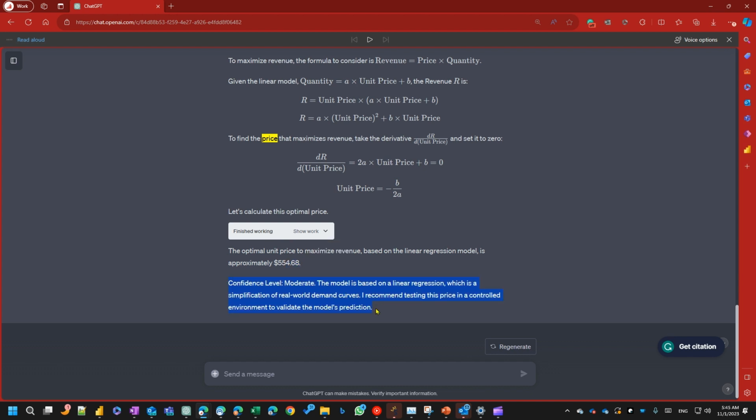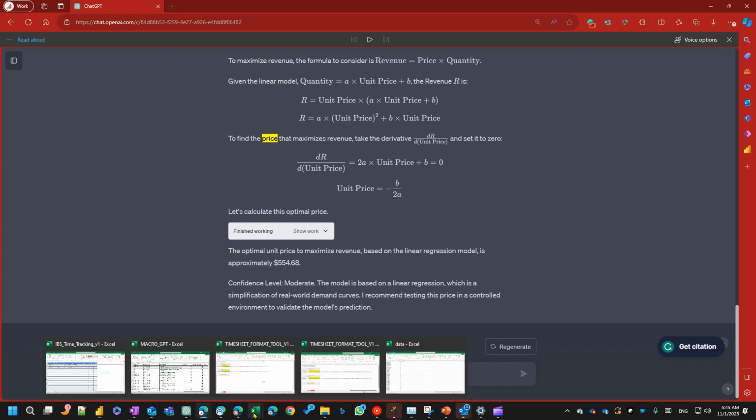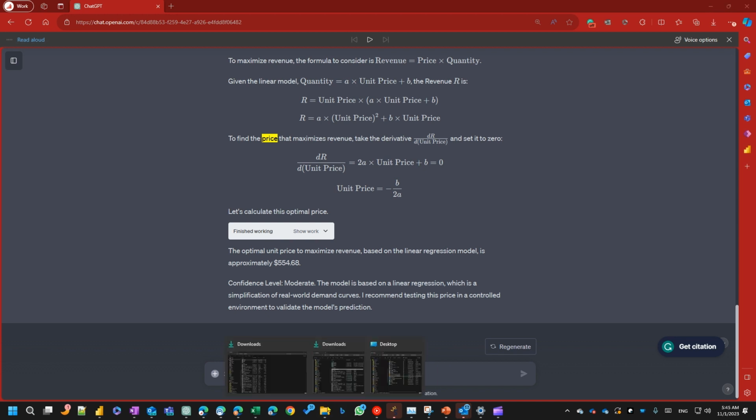And it's actually telling us the confidence level. The model is based on linear regression, which is a simplification of the real-world demand curve. That may be a reason why we still have teams that do what they do to perform better analysis on elasticity. But at the same time, I guess you can just refine all this data and get more guidance, at least as insight. Now I just want to take a look at that data to see if it even makes sense to have a price of $554.